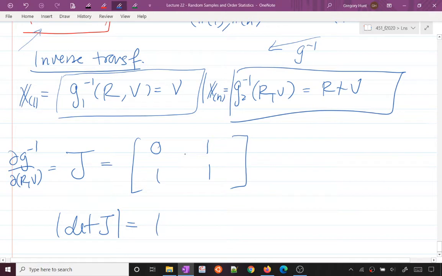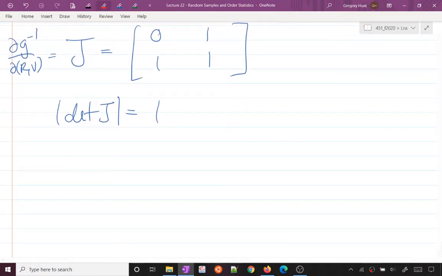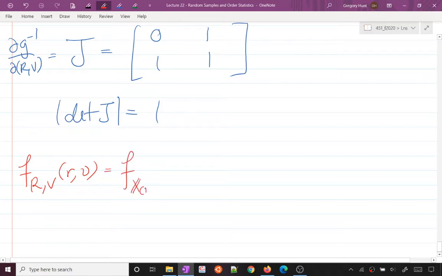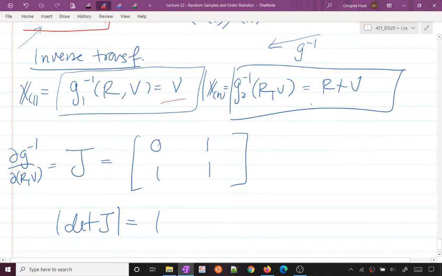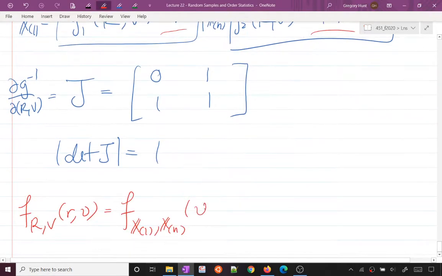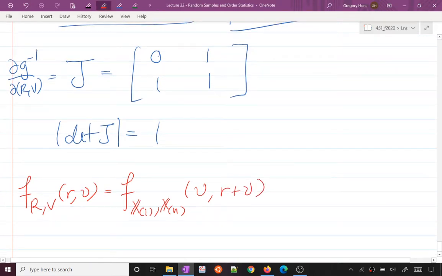So what we should now be familiar with is our bivariate transformations. If I want the joint of r and little b at some values, this is the joint of x1 and xn, the min and the max, but now evaluated at the inverse, the first one being v and the second one being r plus v, times this 1 times 1. Of course, multiplying by 1 doesn't do anything.